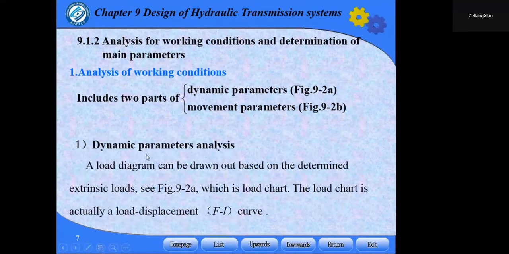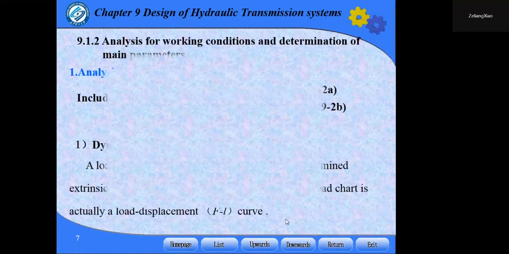First is the mechanical parameter analysis. A load diagram can be drawn out based on the determined external load, which is the load-time and load-displacement function. This is the force-displacement curve.